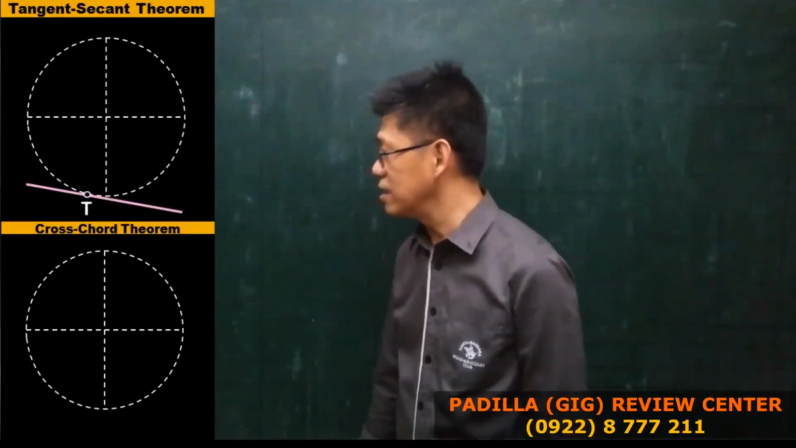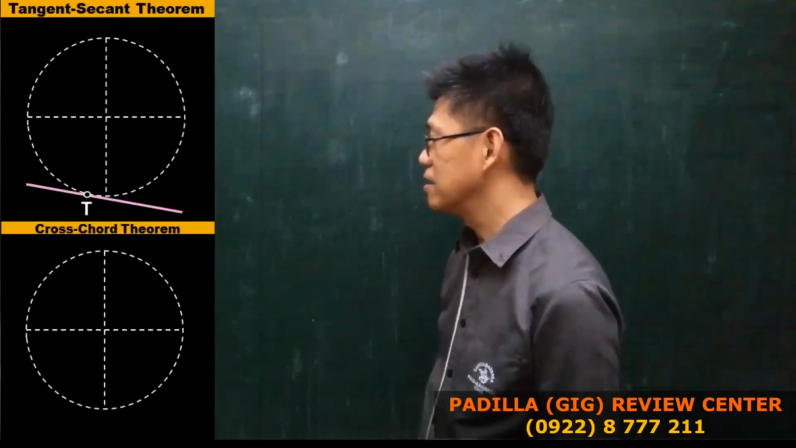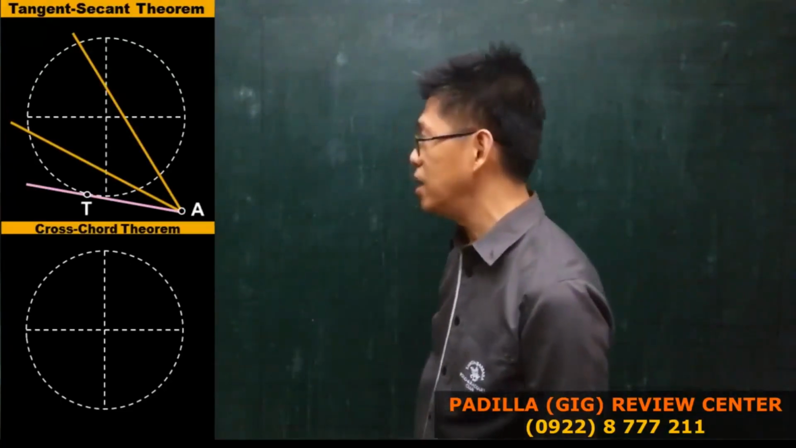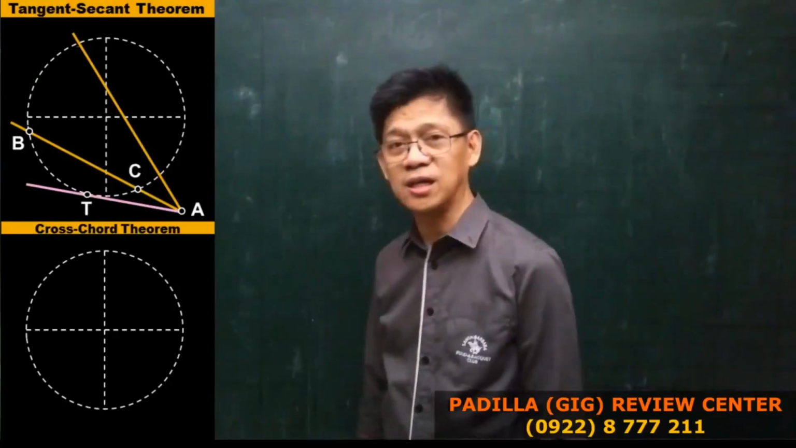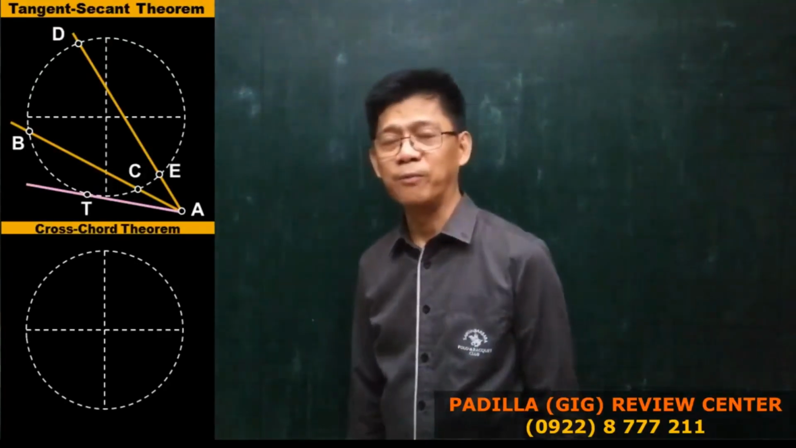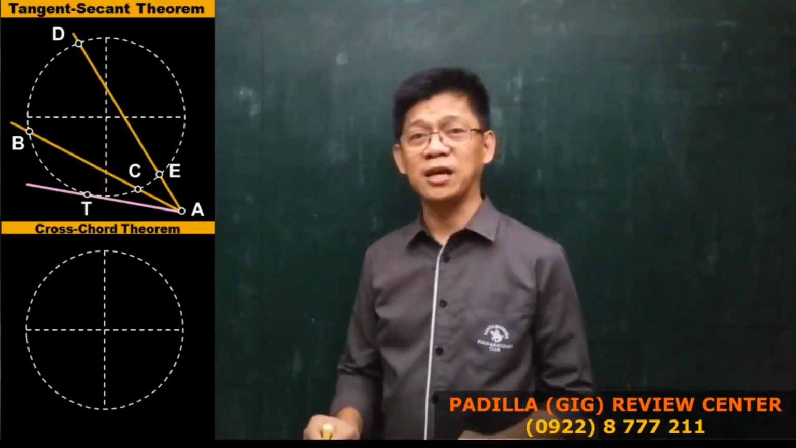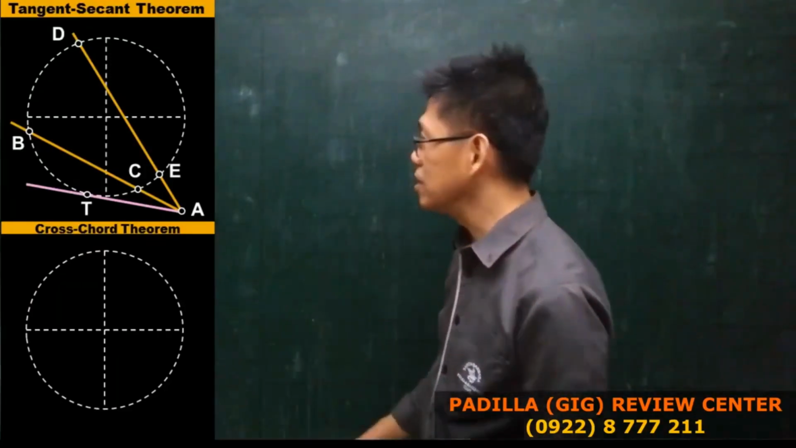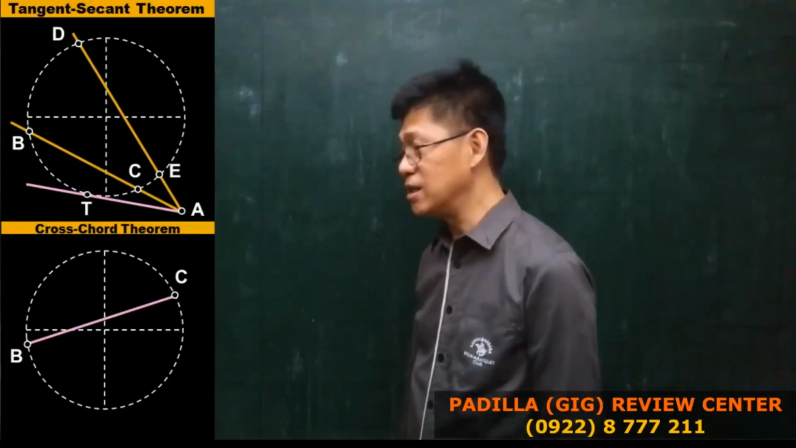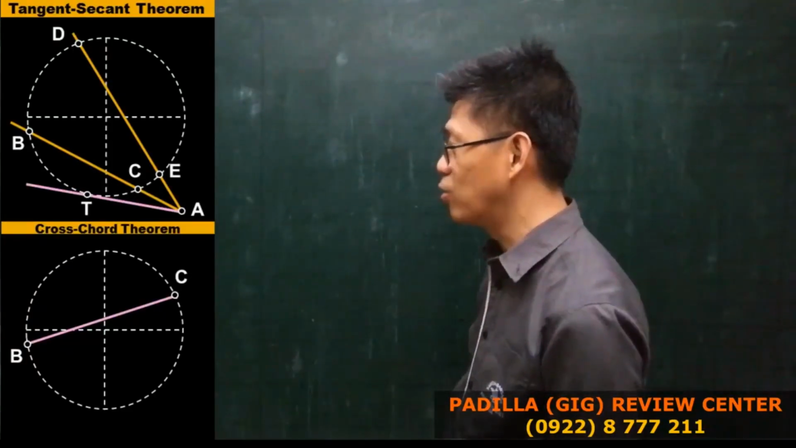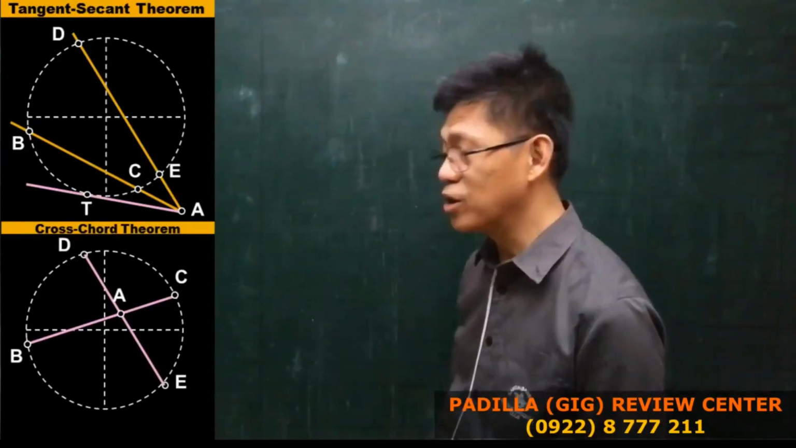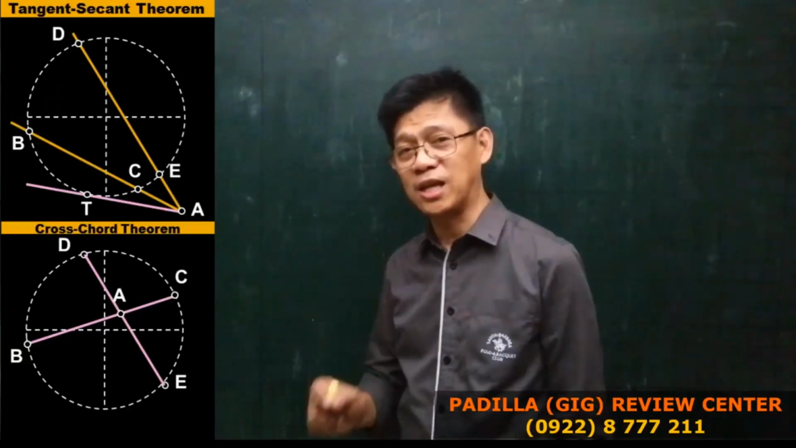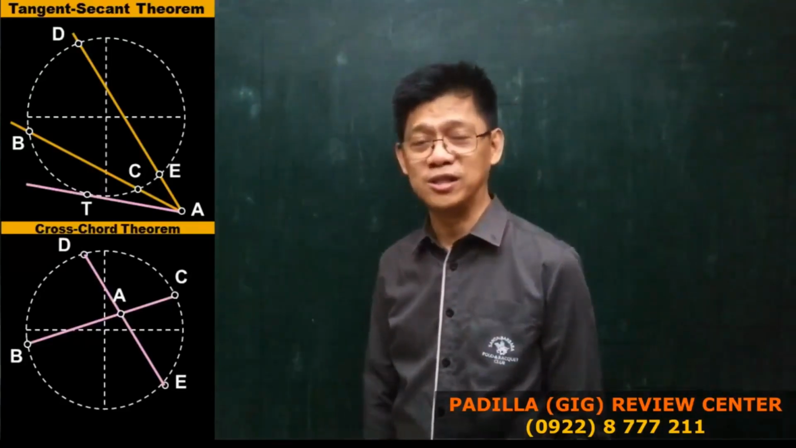We have here a tangent line intersecting the circle at point T, and two secant lines intersecting the tangent line at point A, the secant lines BC and DE. Now, a chord is a segment included inside the circle by a secant line. So let us consider here the chord BC intersecting another chord, chord DE, at point A. Notice in both my drawings, point A is the intersection of the tangent line, secant line, and the cross chords.